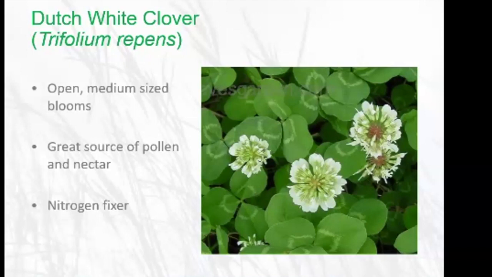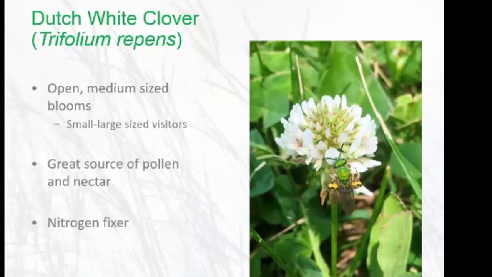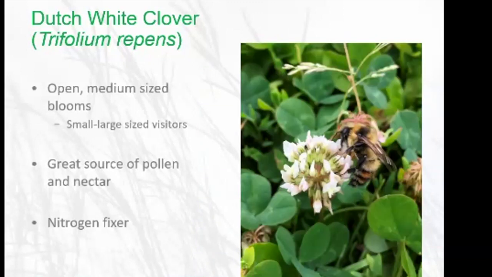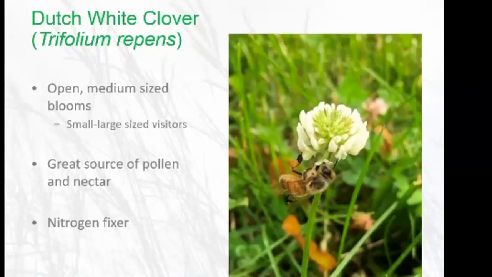The sheer diversity of pollinators that are supported by Dutch white clover is incredible. We see small bees, large bees, solitary bees, and gregarious bees like this beautiful bumblebee here. We also see honeybees. So I mentioned before, they are not the number one bee that we're concerned with in our landscape. That being said, they're here and they're going to eat just about anything.